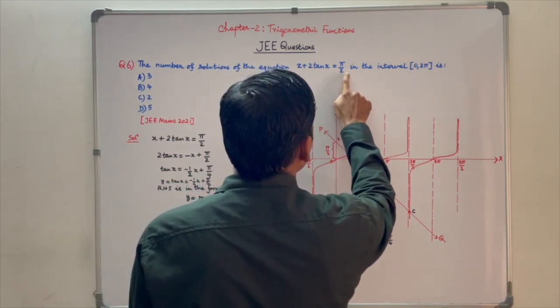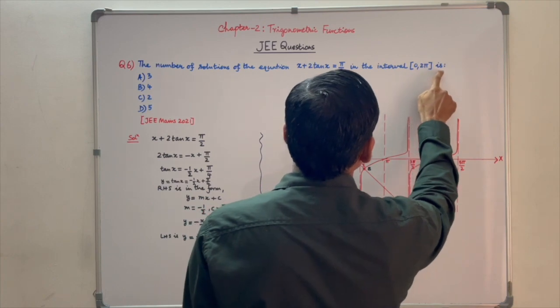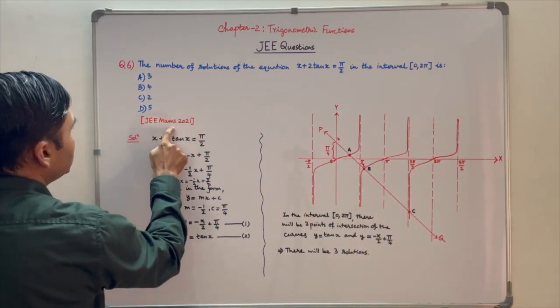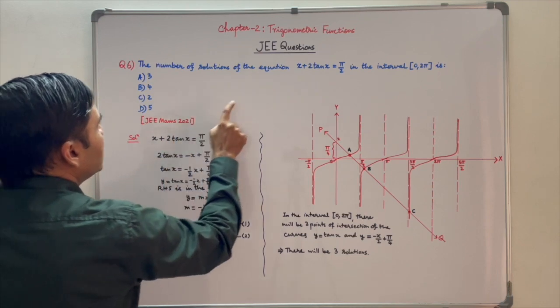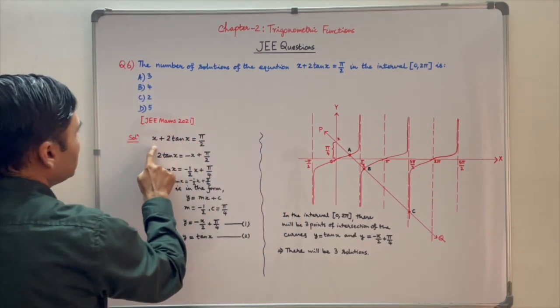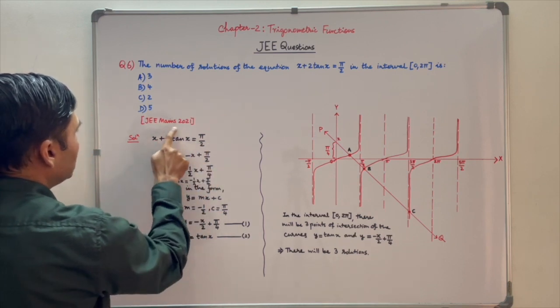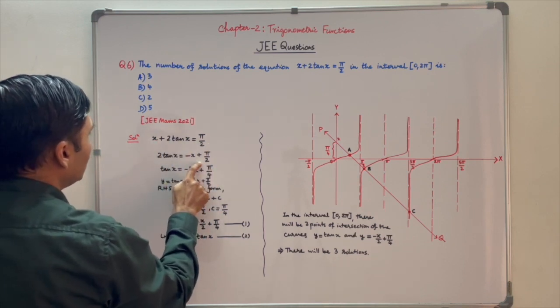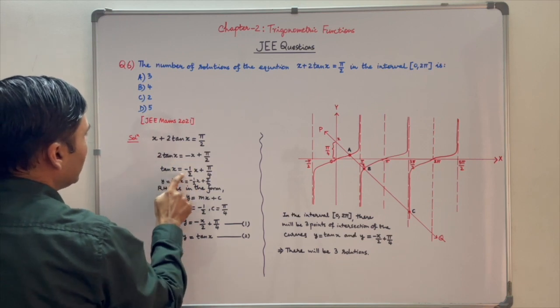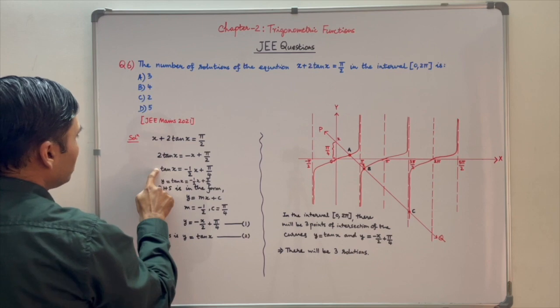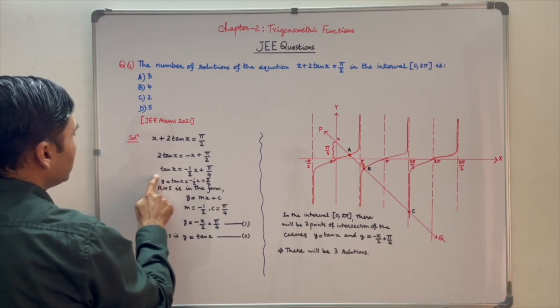to pi by 2 in the interval 0 to 2 pi is. These are the options given. This question appeared in JEE Mains 2021. The given equation is x plus 2 tan x is equal to pi by 2, or 2 tan x is equal to minus x plus pi by 2, or tan x is equal to minus 1 by 2 x plus pi by 4. This cannot be simplified further using any trigonometric formula.